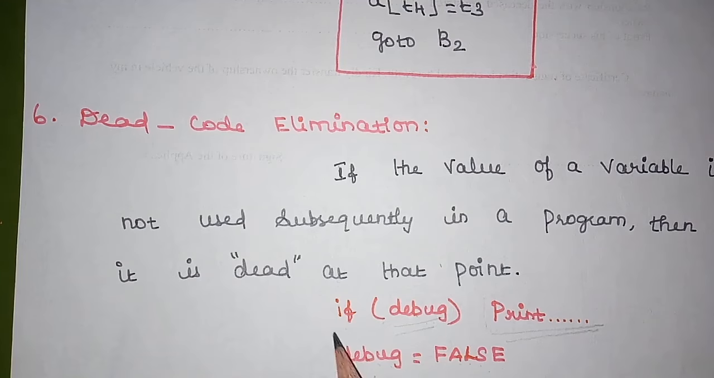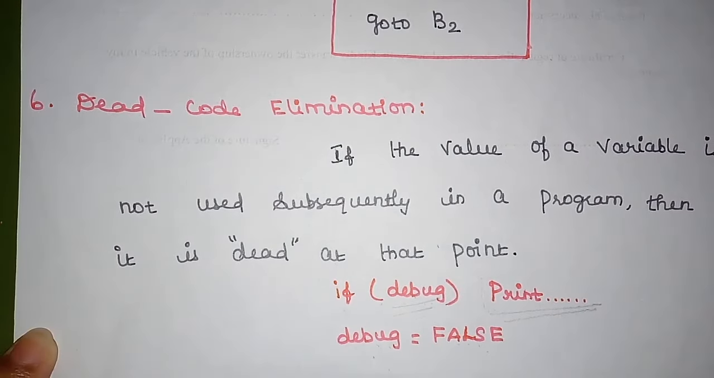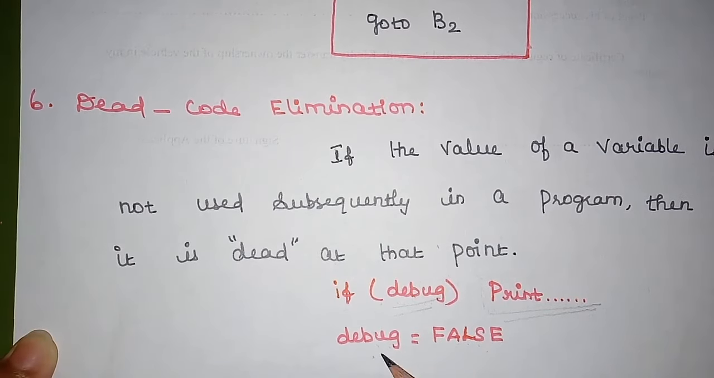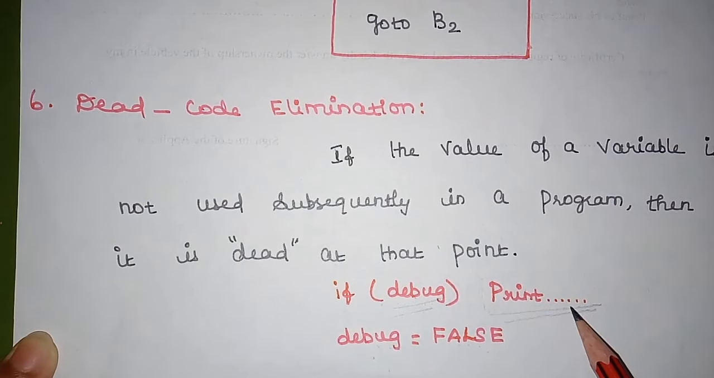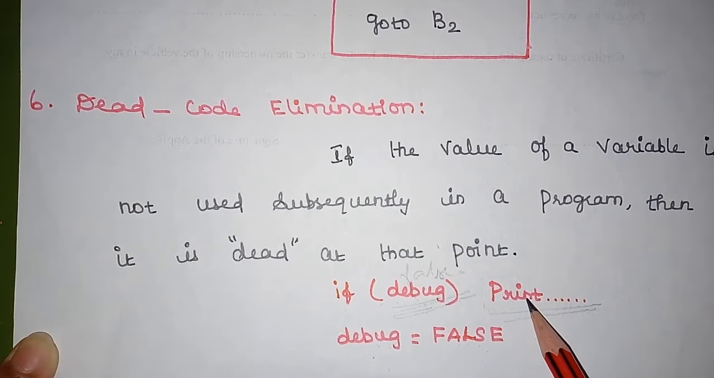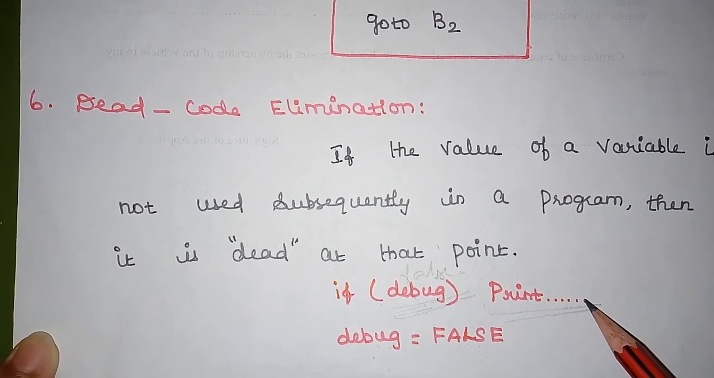So if that is the case, whenever this condition is executed, the debug value is always false. And if this condition is false, then this print statement will not be executed, right? So when we replace this debug with false, the print statement is termed as dead, because it cannot be reached in the program. Why? Because the debug value is not changing, so it is always set as false. If that is the case, this print statement cannot be reached throughout the program, so we can say this print statement is a dead statement.